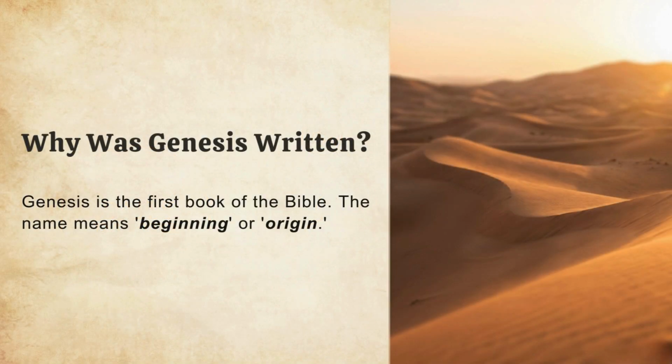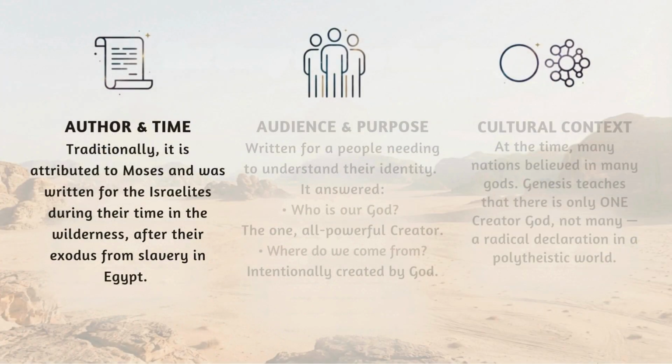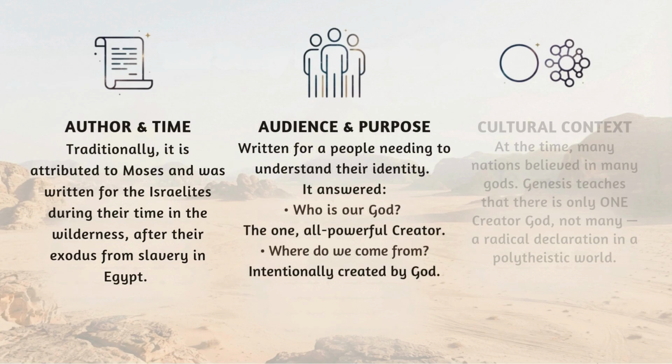So, let's begin with this question. Why was Genesis written? Genesis is the first book of the Bible. The name means beginning or origin. Traditionally, it is attributed to Moses and was written for the Israelites during their time in the wilderness after their exodus from slavery in Egypt. It was written for a people needing to understand their identity.